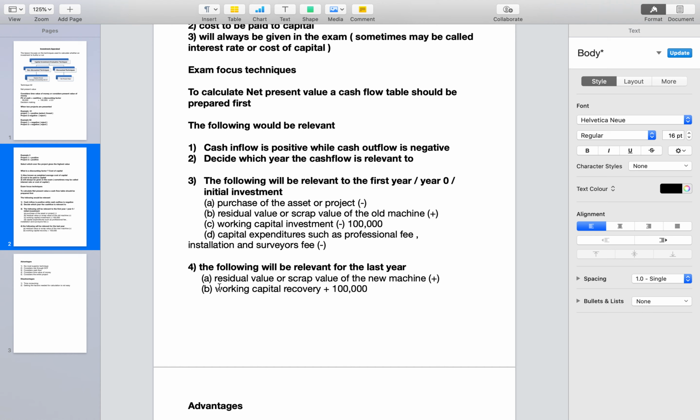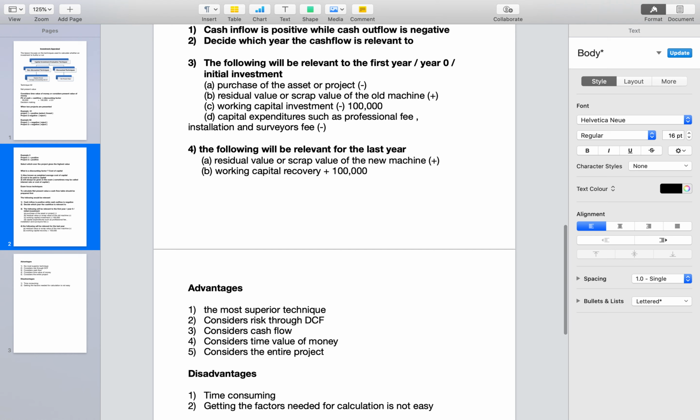So please memorize these transactions that I have given to you on the screen. Okay, that will make your work easier. Right, advantages and disadvantages of net present value I will explain to you after we do a question. If not, you will not understand what I'm going to explain over there.